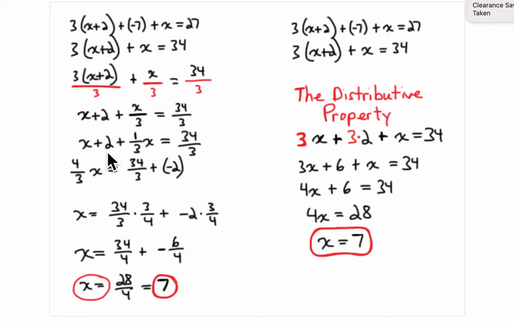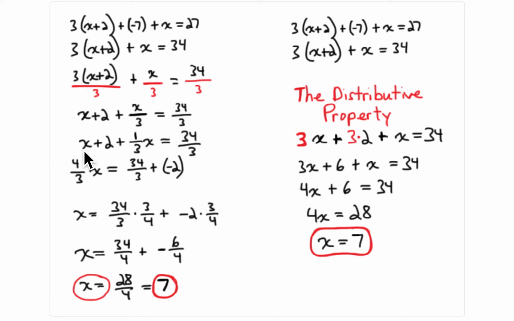So now I have x plus 2 plus 1/3 x. So x divided by 3 is the same as 1/3 x. This is multiplying by the multiplicative inverse of 3. Inverse operation is multiplication. The multiplicative inverse of 3 is 1/3. So it's the same as 1/3 of x. And that equals 34/3. All right, so I want to combine this x plus this 1/3 x.